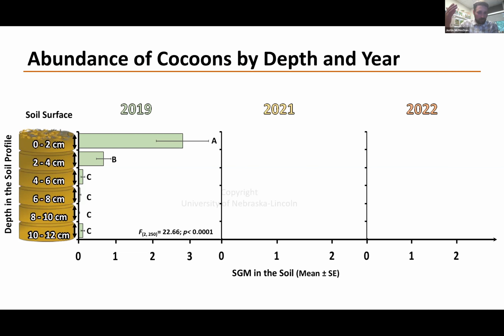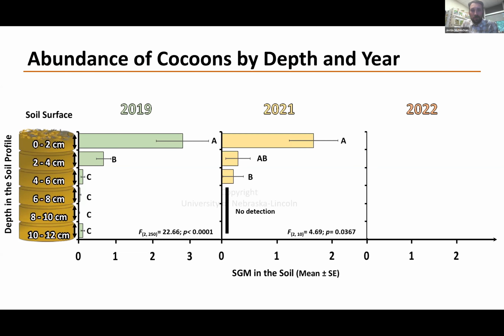If a core didn't have any larvae in it, or cocoons or pupa through the entire core, we eliminated those in the analysis. So if you see that denominator degrees of freedom jump around a little bit, that's what that result is. It's really apparent in 2021, we had very low detections, but still picked up that similar response.